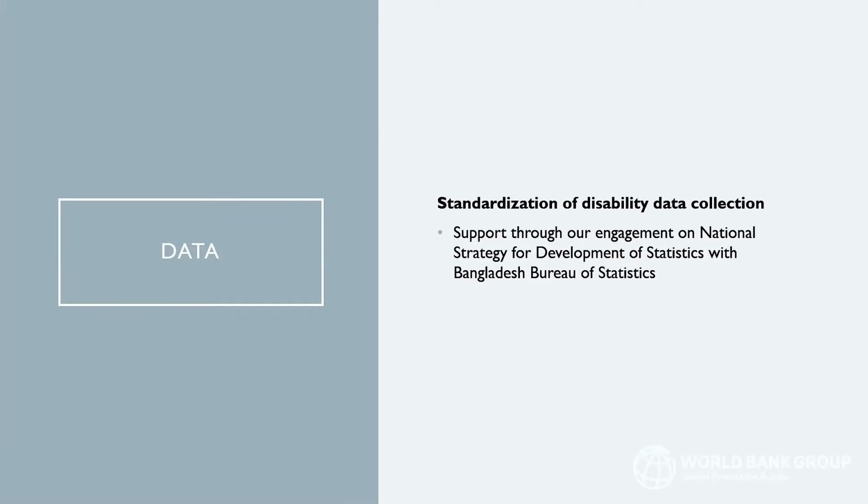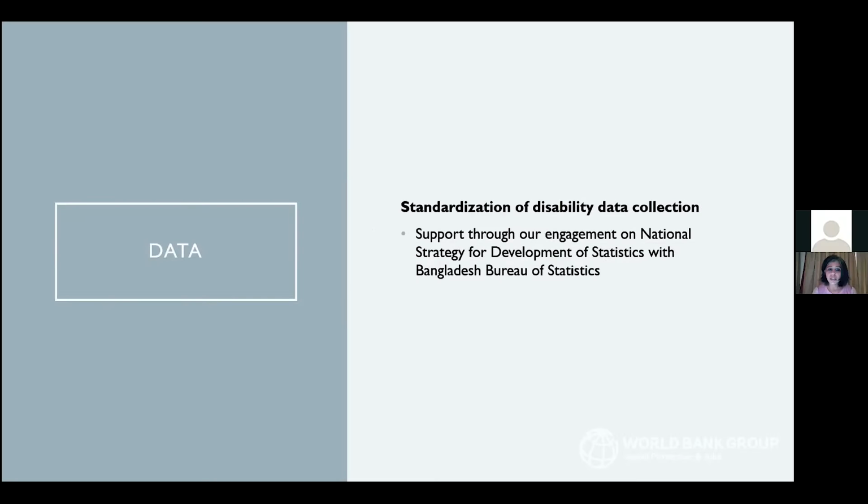We do have an ongoing engagement through another team, supporting the National Strategy for Development of Statistics. Through this, we expect to improve the agency's ability to produce quality core statistics, including inclusion of the Washington Group questions across the other national surveys, and to provide access to them in a timely manner to policymakers and to the public.